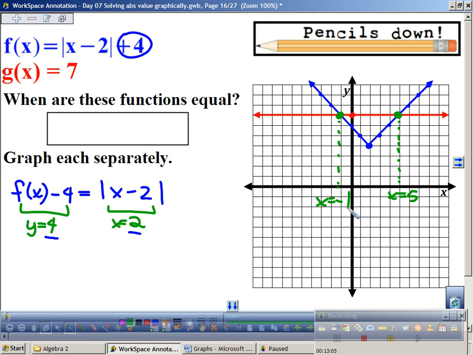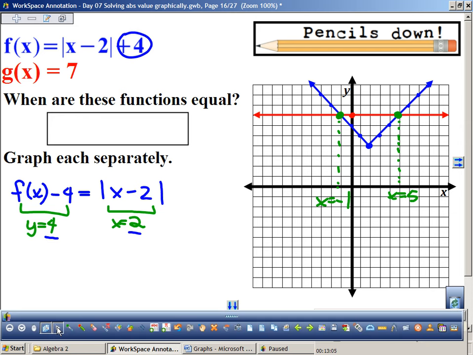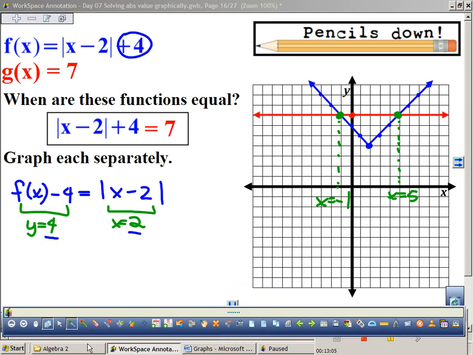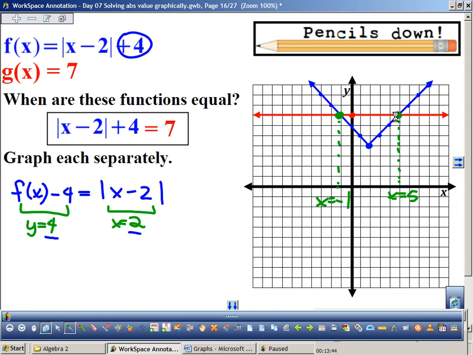So this is kind of, I'm showing you the reverse. This is what the problem would have looked like originally. So I took the absolute value of x minus 2 plus 4 and I changed it into its own function, and then I took the 7 on the other side and I changed it to its own function. And when I make sure that I locate my intersection, I found two solutions to this problem right here.